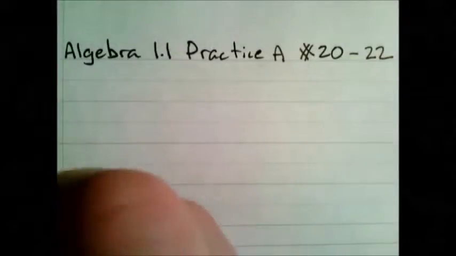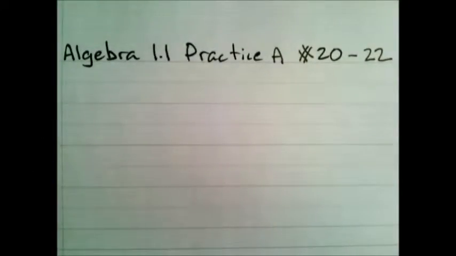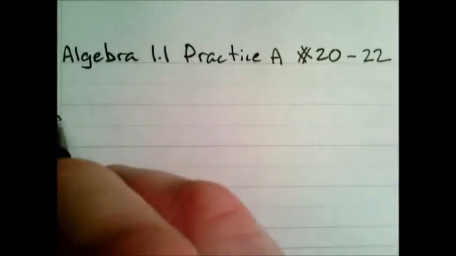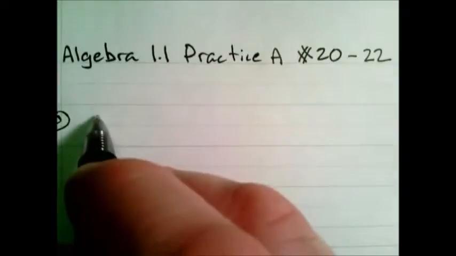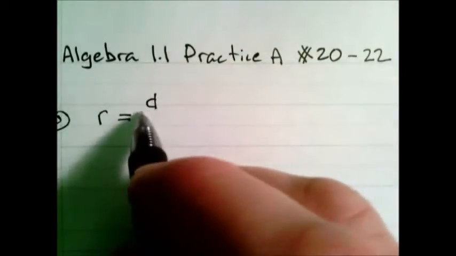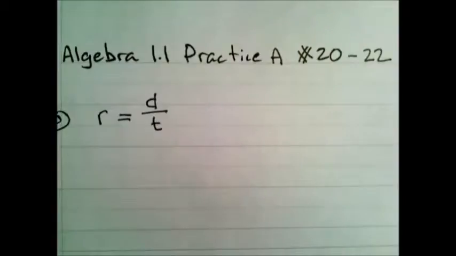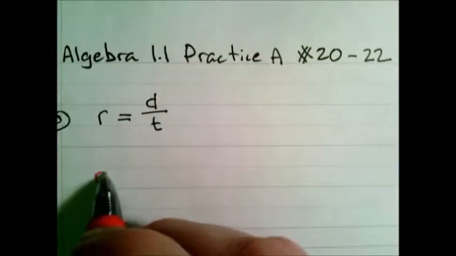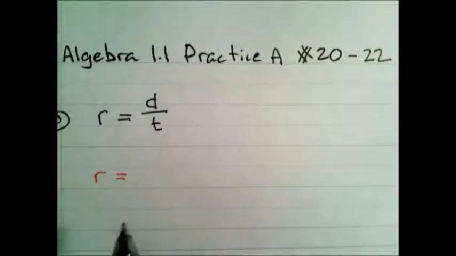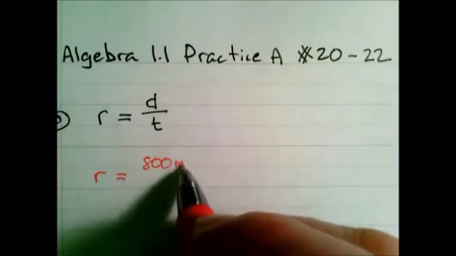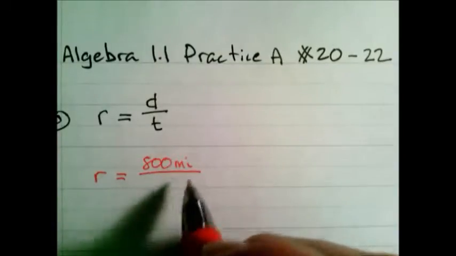Alright, for the next few problems, we're just going to use the equation rate equals distance divided by time. So just go ahead and start out by writing that out. R is for rate equals d for distance divided by t for time. We're going to write that out as a fraction, and we'll use whatever units we're given. I think this first one, it's miles. So it's 800 miles. Oh, this is the problem about the jet.